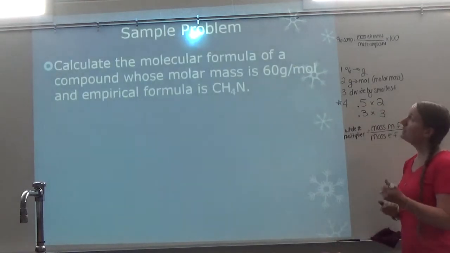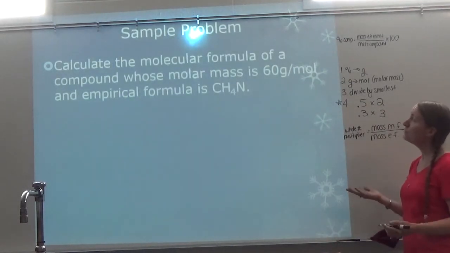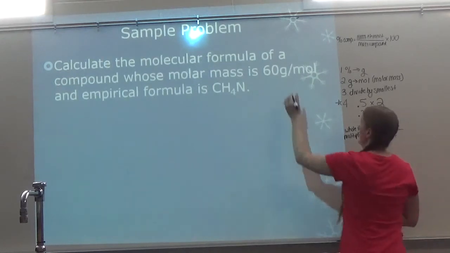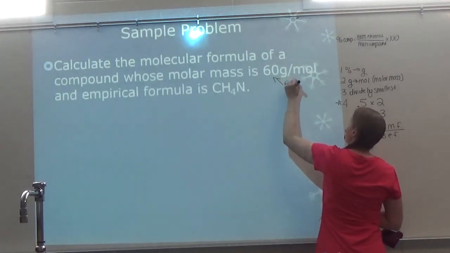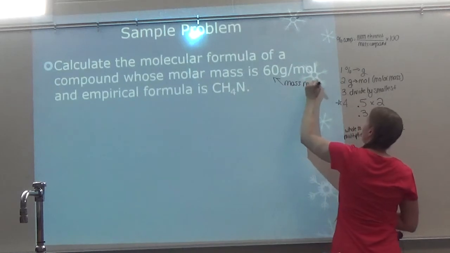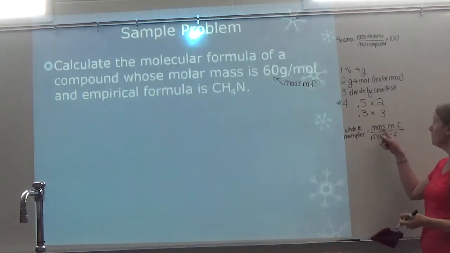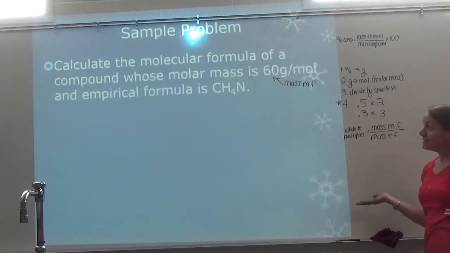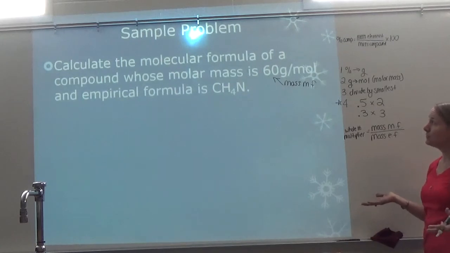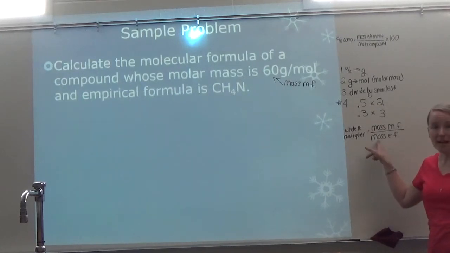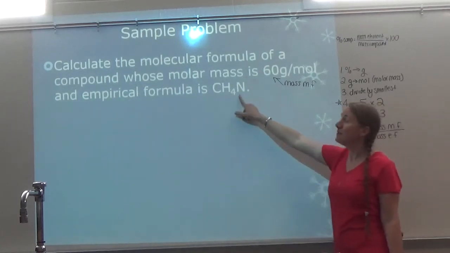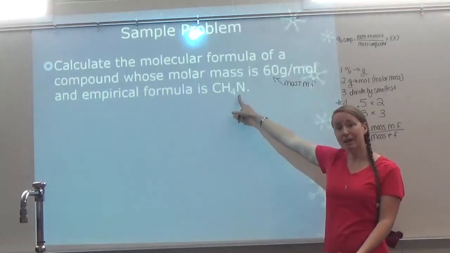Alright, it says calculate the molecular formula of a compound whose molar mass is 60 grams per mole. So they gave me the mass of the molecular formula right here. It's 60 grams per mole, so I know this part. And it has an empirical formula of CH4N. Notice I'm missing the mass of the empirical formula. Well, they gave me the empirical formula, so I can just add up the mass myself.